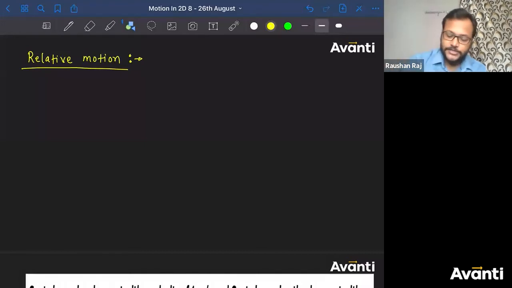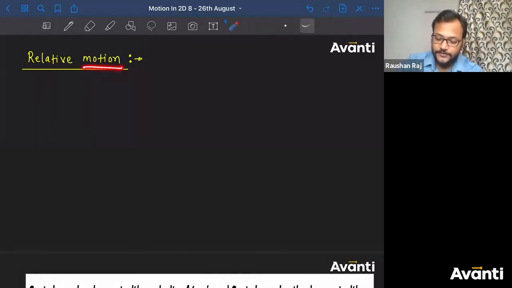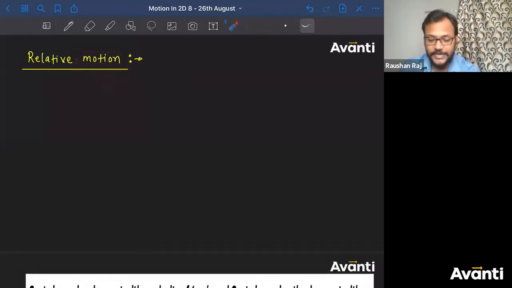ठीक है बच्चों. So we know the meaning of relative motion. What is the meaning of relative motion? That means we are going to analyze the motion of a particle with reference to a different particle. Okay? So there will be an observer, there will be an object. As we know, motion is not an absolute thing. It's always a relative part. It always needs a reference. So if you change the reference, the motion of a particle will change.